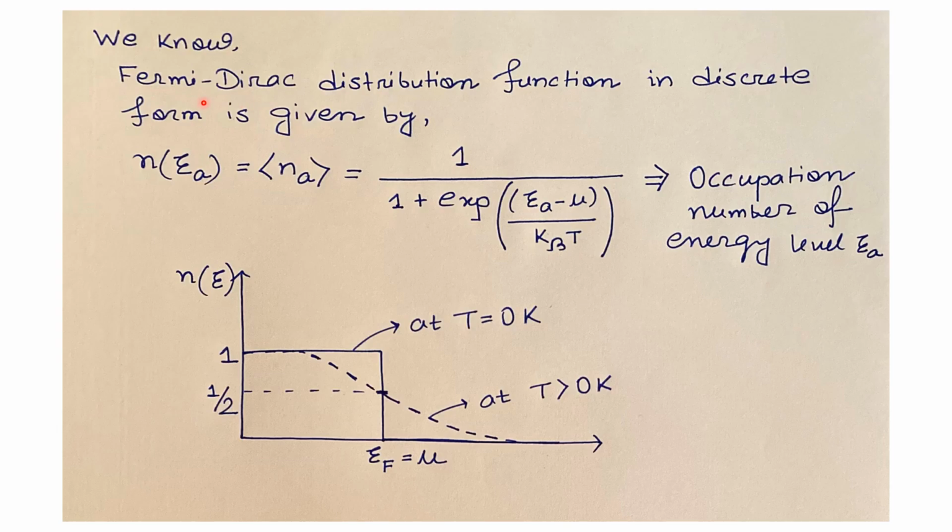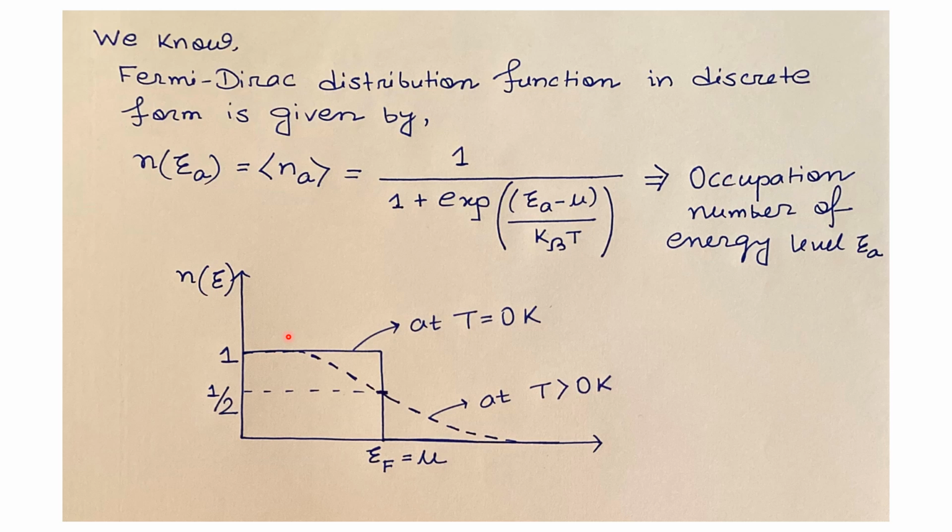We know the Fermi distribution function in discrete form is given by the average number, or the occupation number, of the particles at the energy level EA is 1 by 1 plus exponential of EA minus mu by kBT, where mu is the chemical potential. Now, if we want to see the plot of this function, then we will get two natures of this function, that is at T equals to 0, it will be a step function.